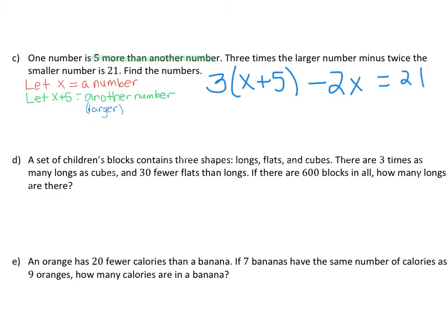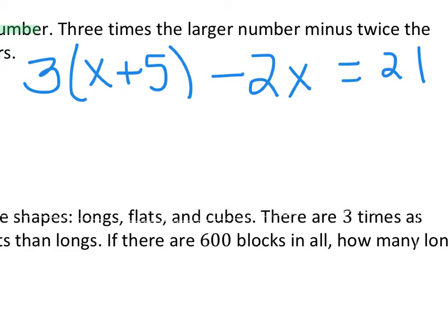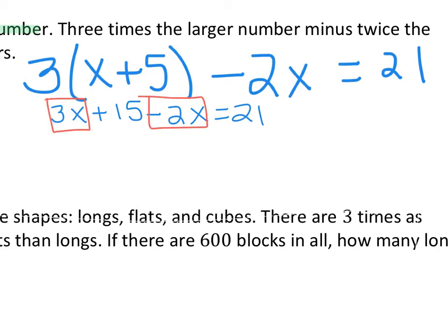equals 21. Now let's go ahead and solve that. Let's first distribute the 3. So we have 3x plus 15, bring down everything else, minus 2x equals 21. Let's combine like terms. We have positive 3x and negative 2x, which is just 1x. So x plus 15 equals 21. Subtract 15, and we get x equals 6.